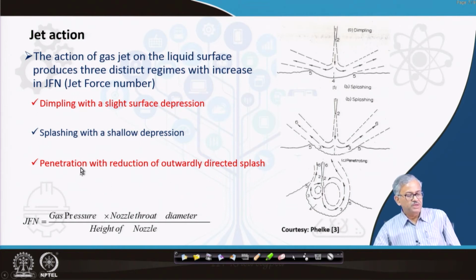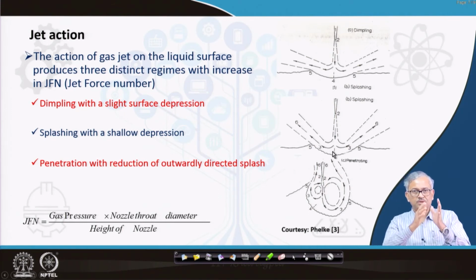And in the case of penetration, the droplets are moving this way, so they are not splashing away. You are reducing the outwardly directed splash. In the other case the liquid droplets move over a little, finally hit the refractory wall and erode it. But in this case all the droplets basically move to the interior of the furnace, through the slag phase. So that is the penetration with reduction of outwardly directed splash.